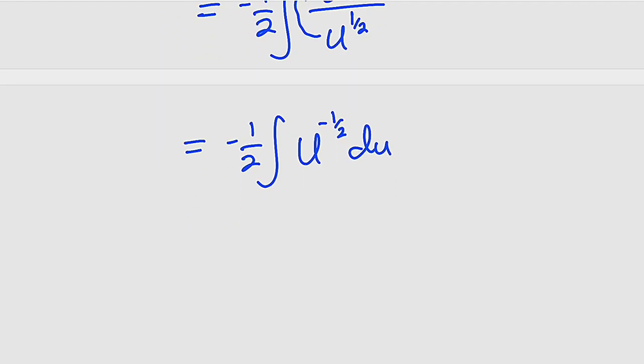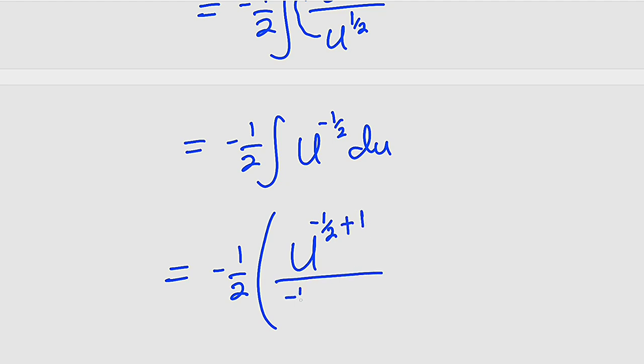Now we are free to integrate u with respect to u. This is equal to negative 1 over 2 times u to the power of negative 1 over 2, you're going to add 1 to the exponent, divided by negative 1 over 2 plus 1 as well. Then plus the constant of integration.